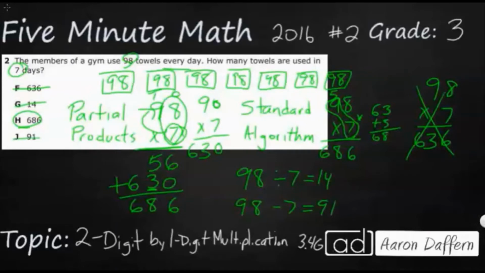So you can subtract, you can divide, you can multiply, you can get incorrect answers, but our answer is going to be H, 686.